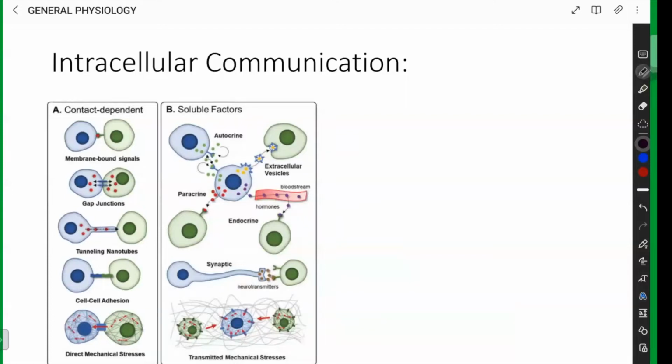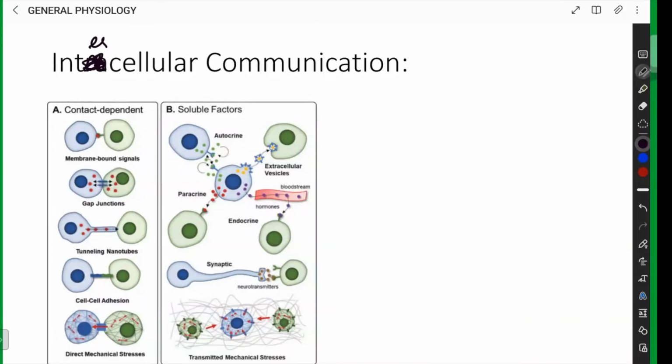Soluble factor means there is no direct connection between the two cells, but ultimately there is going to be transportation of signals between two cells. So this is what is called soluble factor intercellular communication. I am very sorry, it is not intracellular, it is intercellular. It is between the two cells, it is intercellular communication.